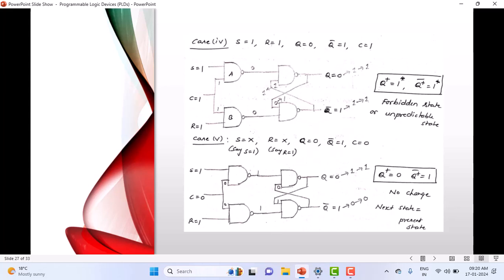Go through the next cases, a few cases. Case 4 and case 5. Even the don't care case is also considered. You see now the forbidden state: when both S and R are maintained as 1, it goes to the forbidden state.